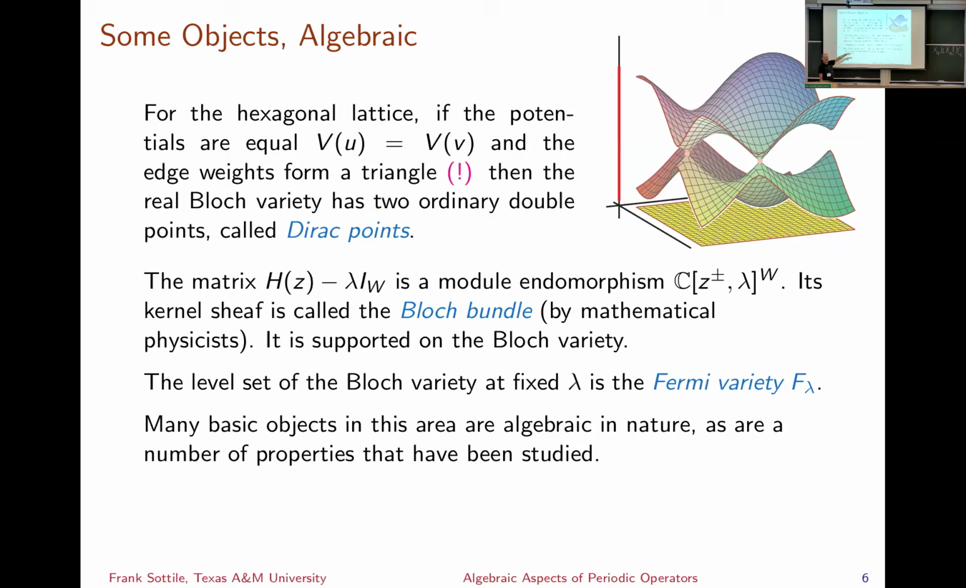They call this the Fermi variety. In dimension 3, it's a surface, and it's called the Fermi surface. That's more commonly heard. Many basic objects in this area end up being algebraic in nature, as are a number of properties that have been studied. When I learned about this, I got kind of excited because I do real algebra. I can travel.